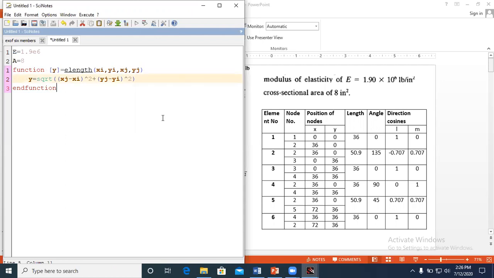Now after that you write endfunction. Now you call the function. Suppose for element 1, I will write L1 as a variable. L1 is equal to elength.